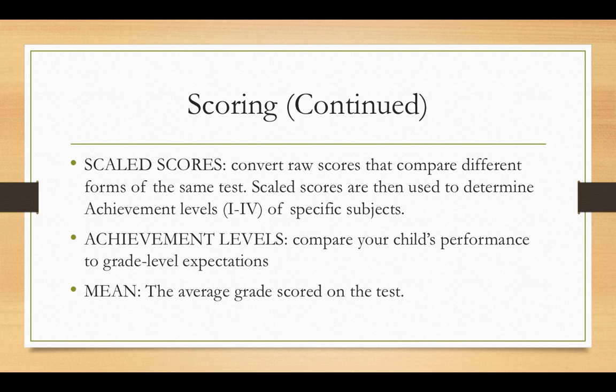And once the scale scores are determined, they are used to determine the achievement levels of these specific subjects. So you would have an achievement level for each different topic within U.S. history or government and politics or another one of the history tests. And achievement levels come in 4 levels, the highest level being level 4 and the lowest level of comprehension being level 1. And these are used to compare your child's performance to the grade level expectations that have been set by the state.